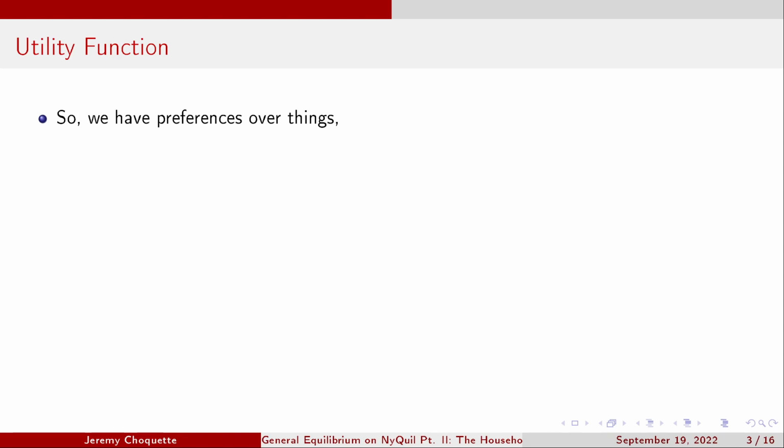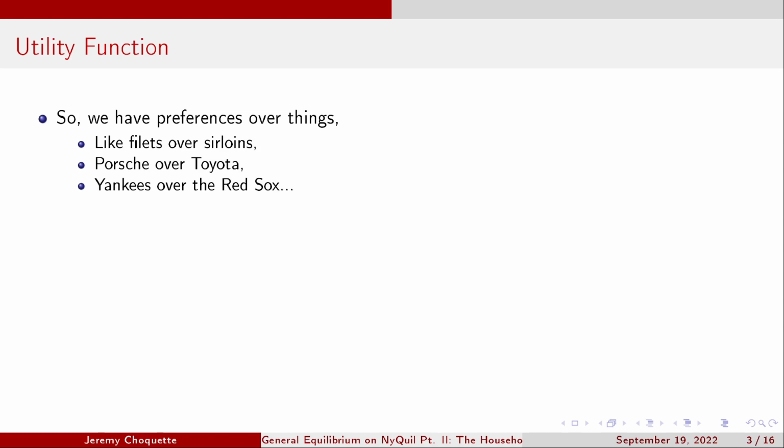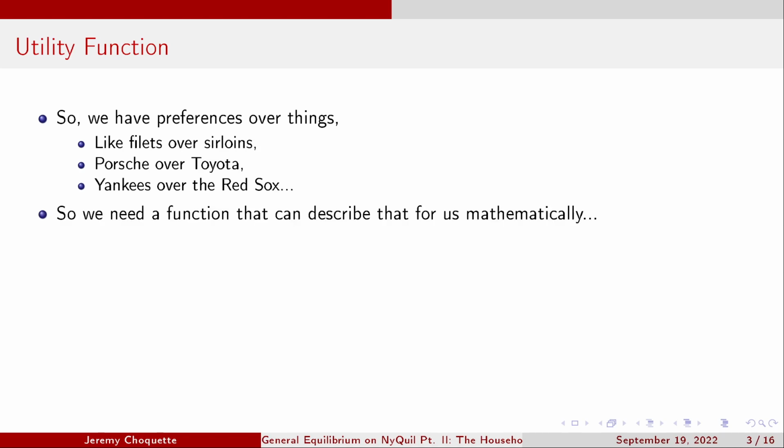And we have preferences over things. Say in the steak department, you might prefer fillets over sirloins. I sure as hell do. You might prefer Porsche over Toyota. Maybe you prefer the Yankees over the Red Sox like I do. So we need a function that can describe that for us mathematically, that says, hey, I like this over that. This is cool, but this is more cooler.